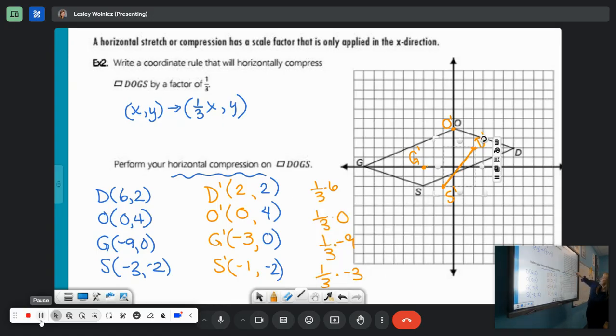Connect your vertices. And obviously, these are not congruent figures. I still have a parallelogram, but none of my sides are parallel to their corresponding sides. It's all distorted. Any questions? Is that the end of that page?